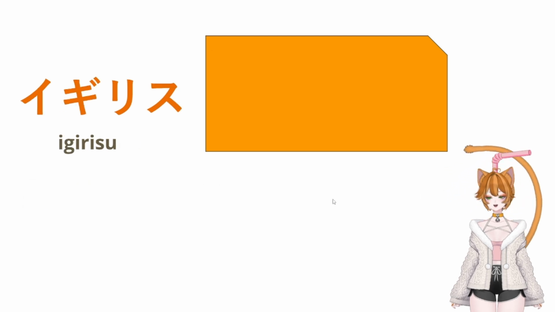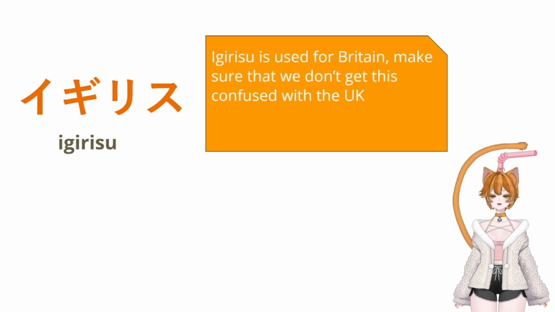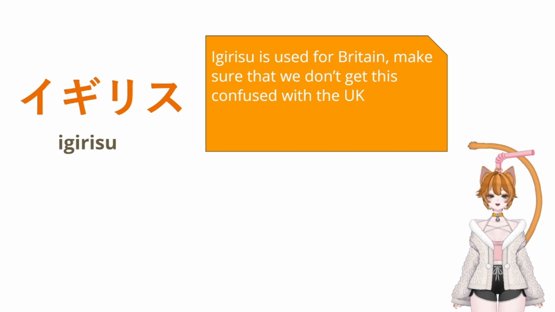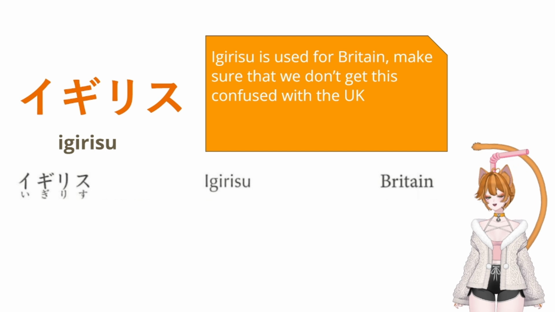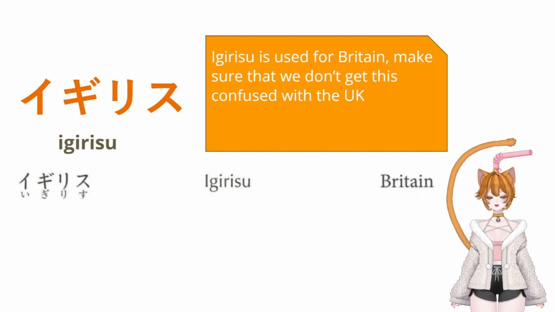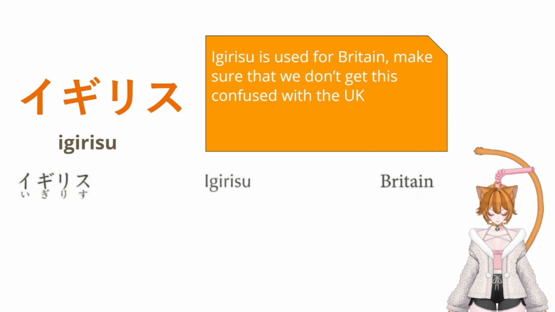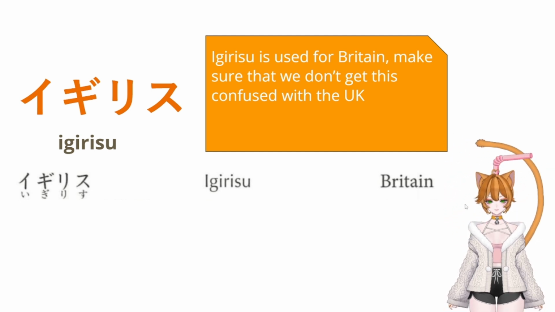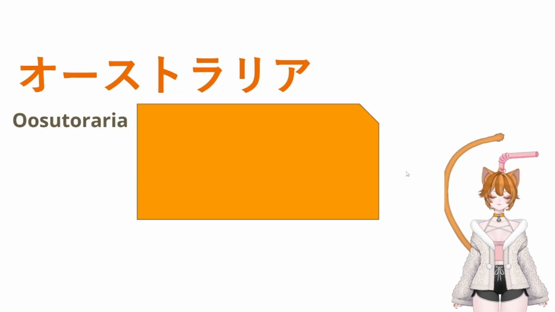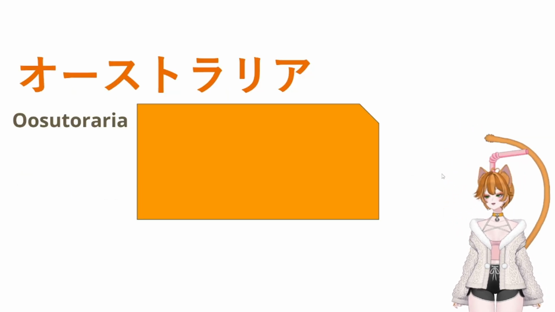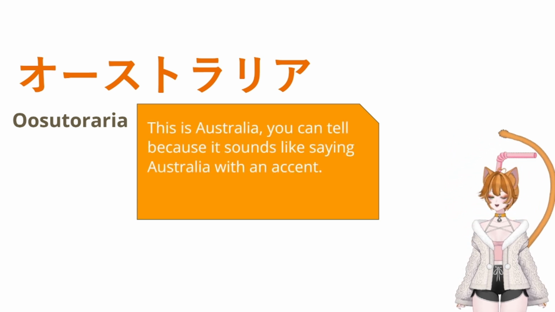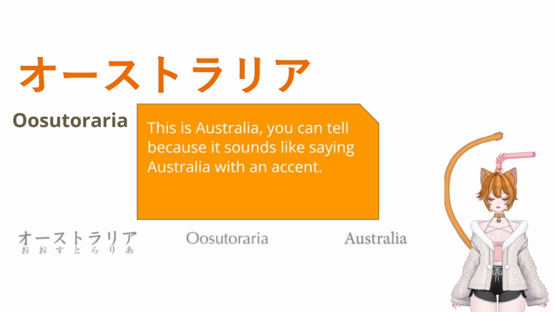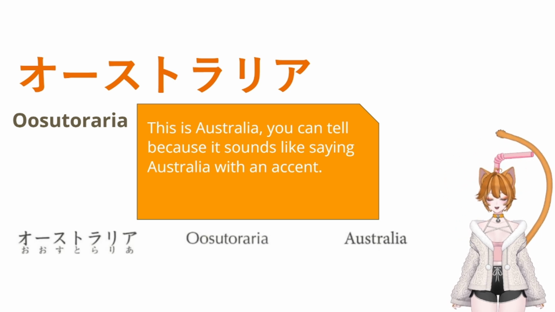Alrighty. Our next one is going to be Igirisu. So Igirisu is what we use for Britain. Make sure that we do not get this confused with the UK. The UK is going to be a smaller territory inside of Great Britain. Our next one is Australia. Australia is Australia. You can tell because it kind of sounds like you're saying Australia with an accent.